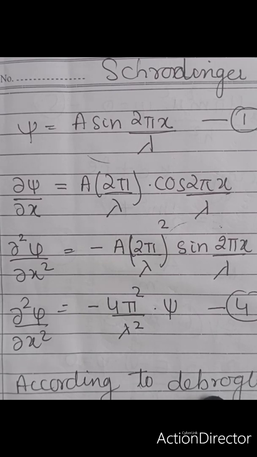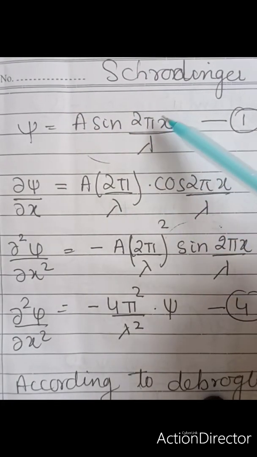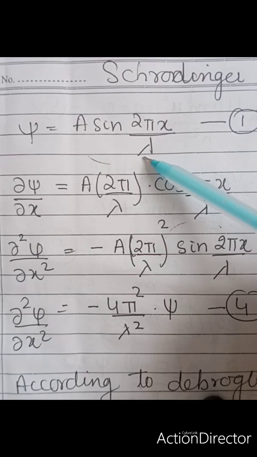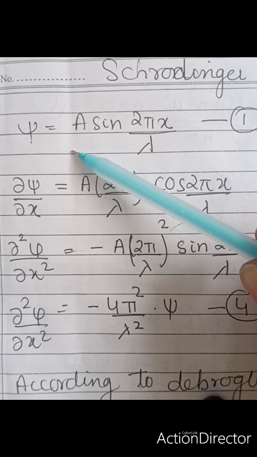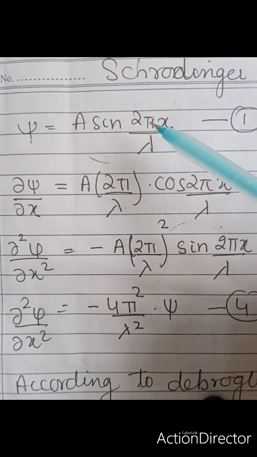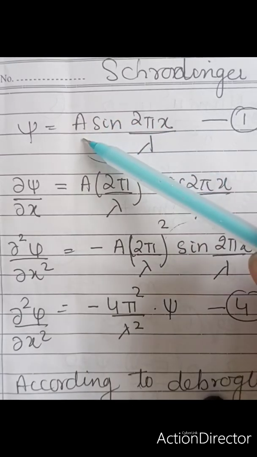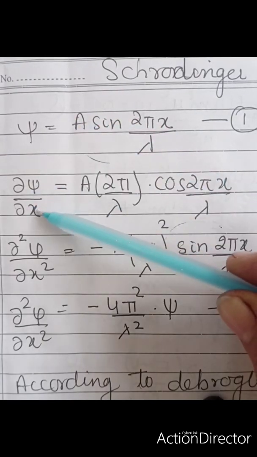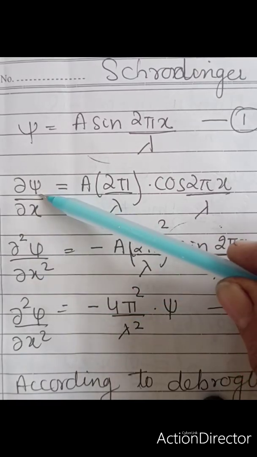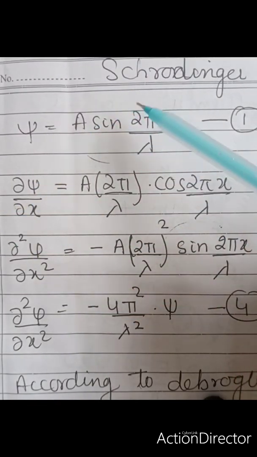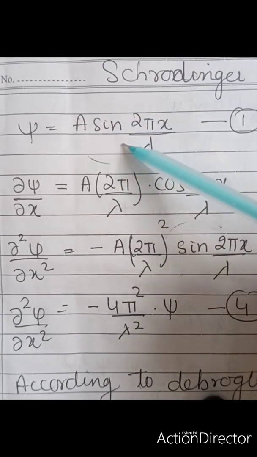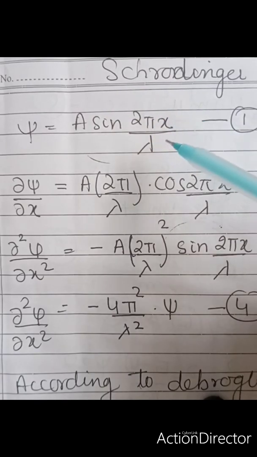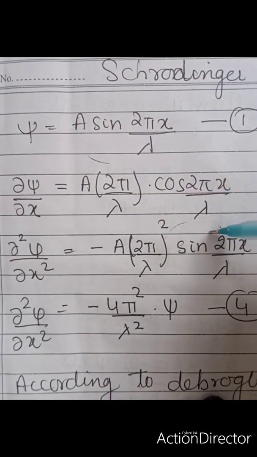So we will be describing it in terms of the wave function, that is psi is equal to A sin 2πx upon λ. Here psi is the amplitude of the wave of wavelength lambda, at a distance x from the origin, and A is a constant. So we will be double differentiating it. On first differentiation, A times 2π by λ is constant, and the differentiation of sin 2πx by λ will be cos 2πx by λ.